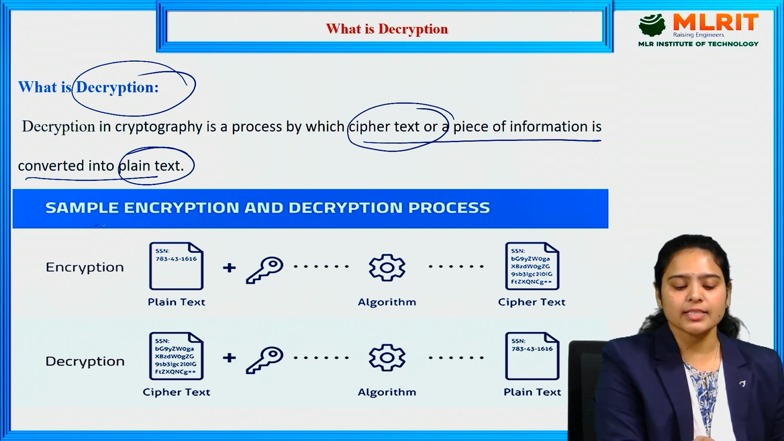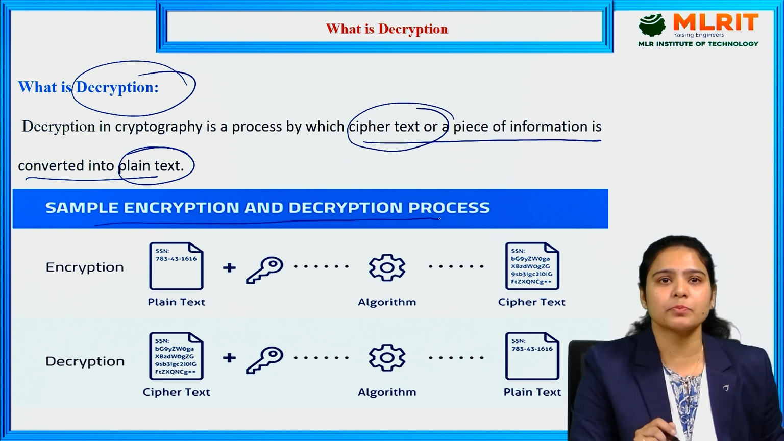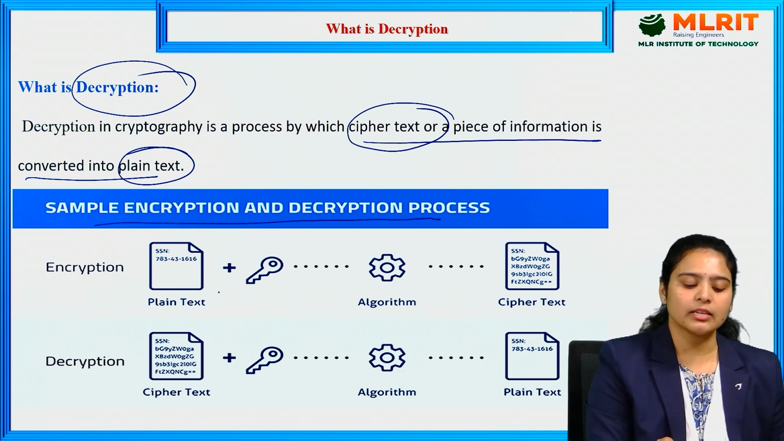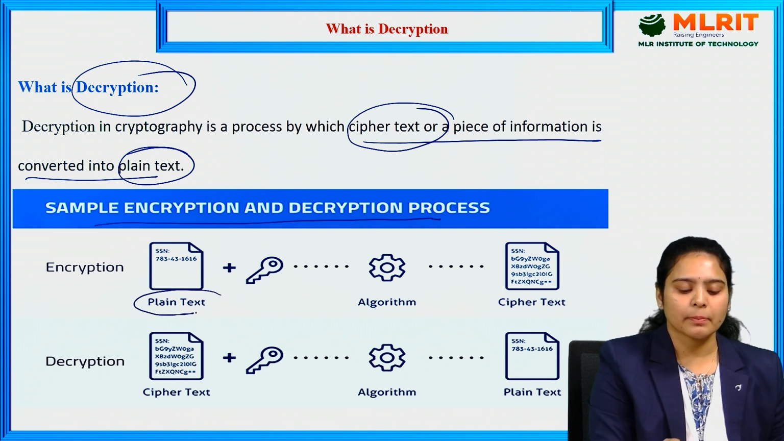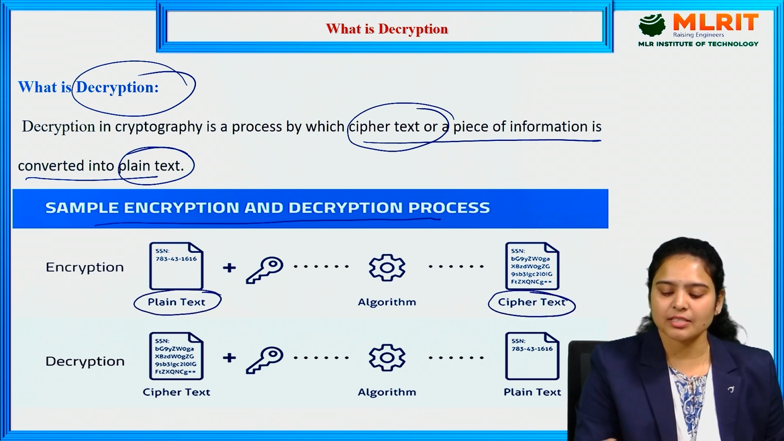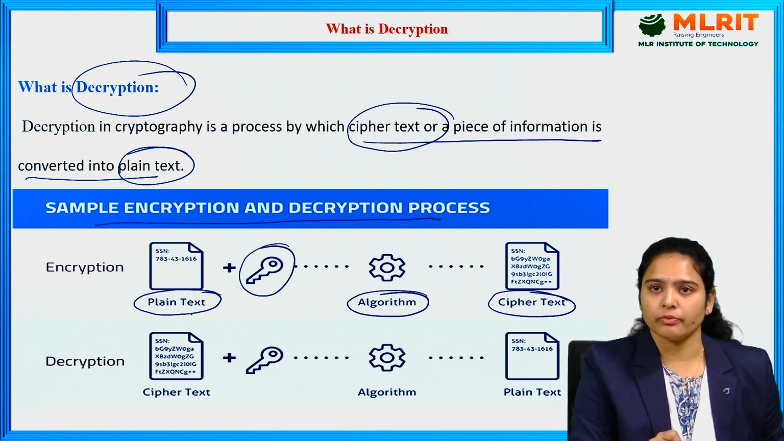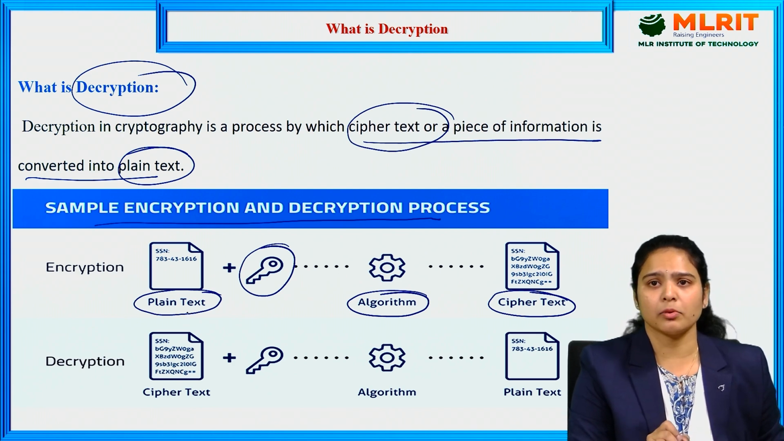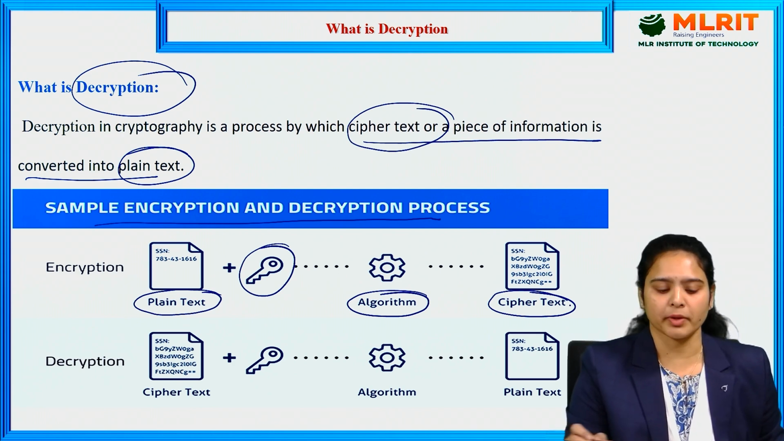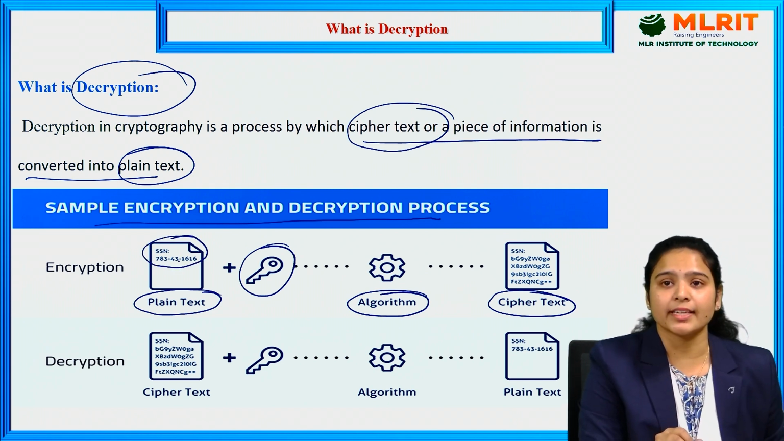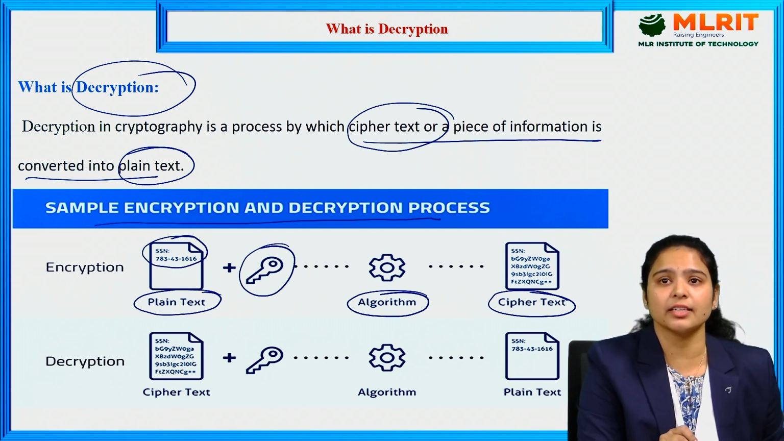Here we can see the sample encryption and decryption process. In this example we have the plain text and ciphertext, and we use one algorithm and one key. We already know that plain text is the readable format and ciphertext is the unreadable format. Here we can see some of the information related to the sender. The sender can send the data only in a readable format. Okay.